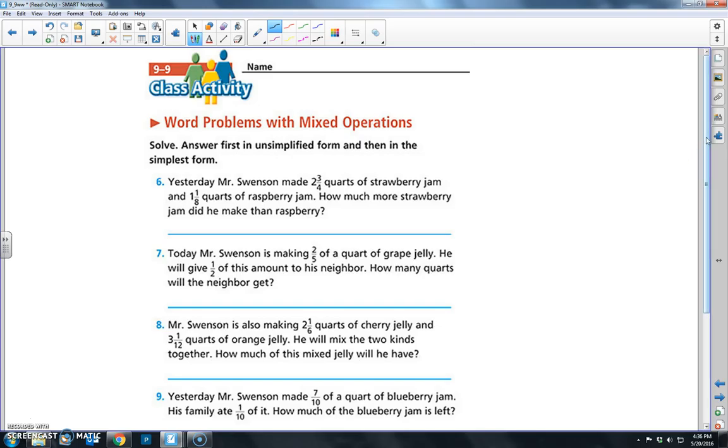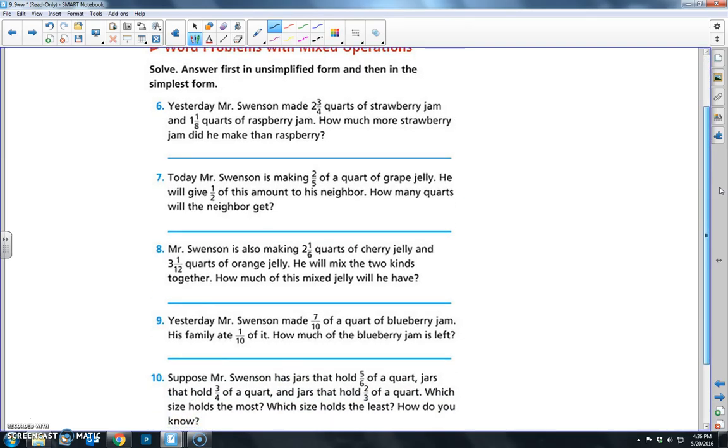Again, these problems here, I'm going to have you pause. Now look at this. Look at the directions. Answer first in unsimplified form, and then simplify. Okay? So they want maybe a big fraction, and then you simplify it to a smaller fraction. Okay? Go ahead and pause the video. Get to these spots right here. All right? Pause right now.